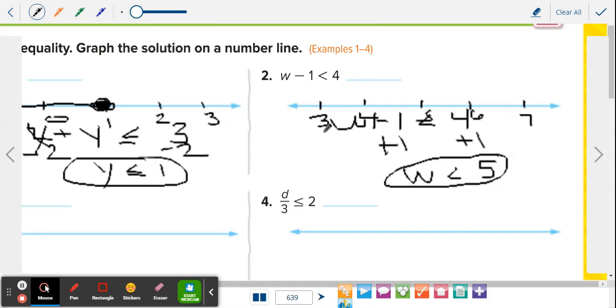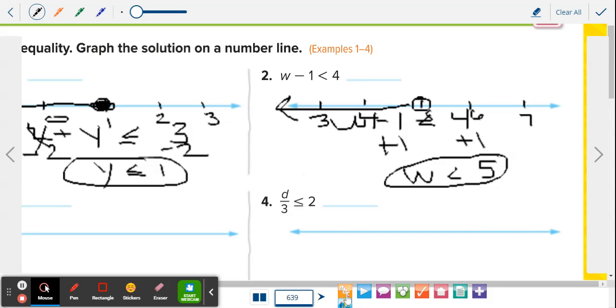Is it going to be a circle or a dot? It is a circle because it doesn't equal 5. And then which way? Left or right? To the left. Okay, so that is how you graph them. So you solve it out, then graph every time.